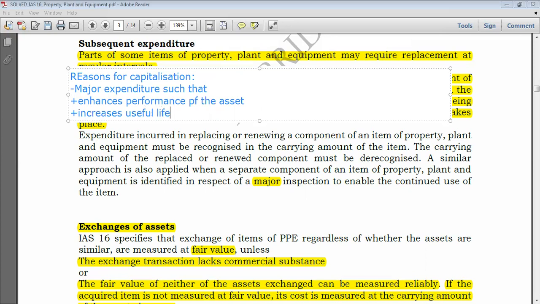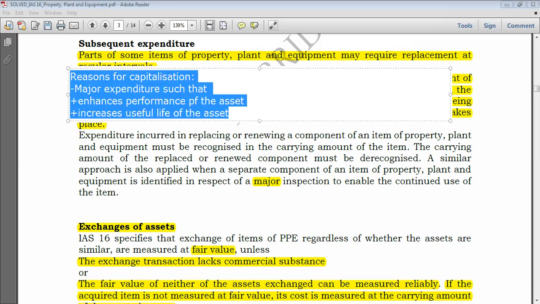Something like this. You just see that if it increases the useful life, that means it should be consumed over more than one period. And so actually I would have to capitalize it. So just like this. What I need you to do right now is to take a look at an example. So let's go and take a look at an example.